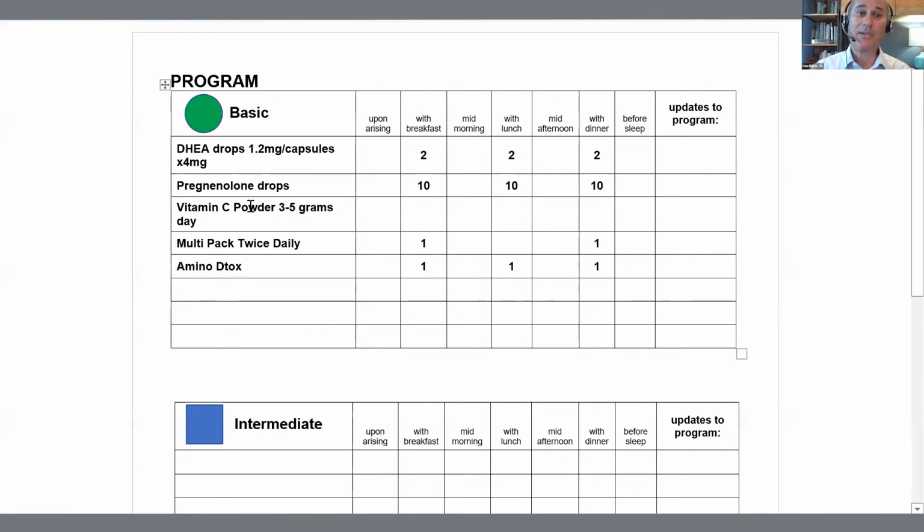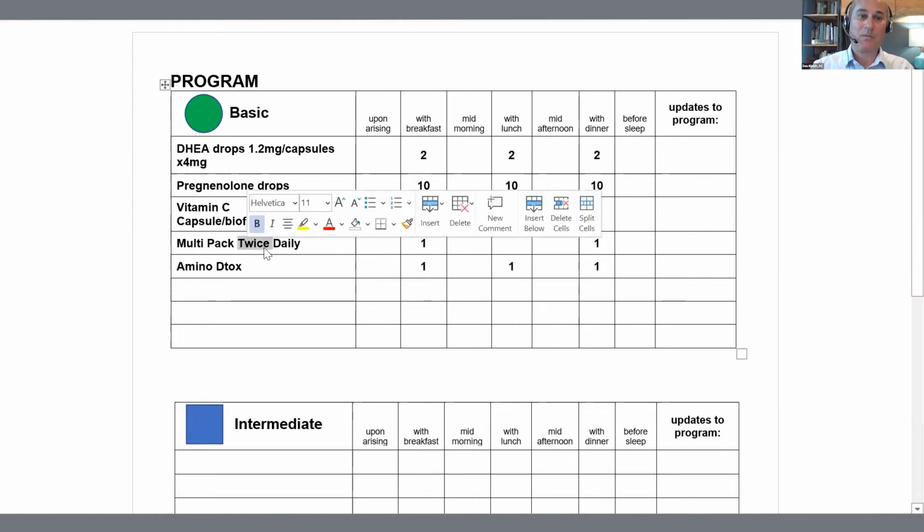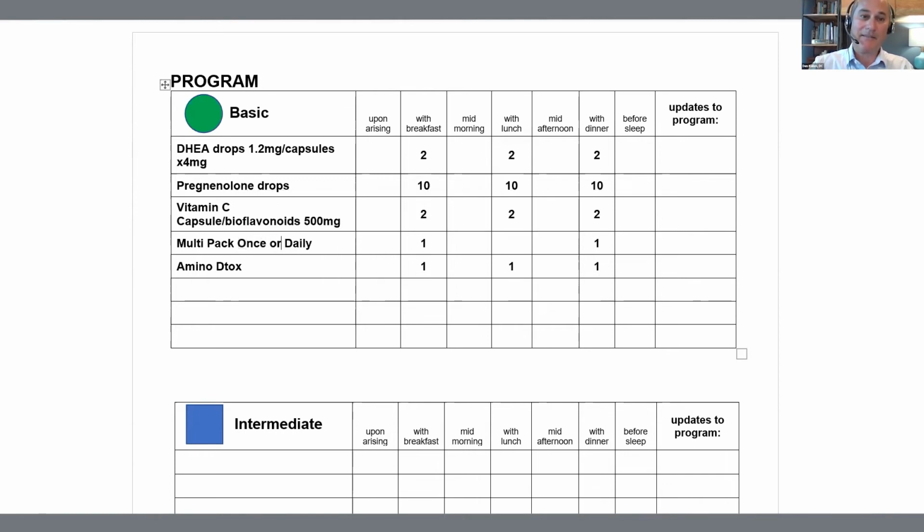We also want to include some kind of vitamin C, either in a powder form or in a capsule form. The key is to make sure that it includes bioflavonoids. And every company that we work with has vitamin C. Usually those are in a 500 milligram capsule, most typically. Very important for the adrenals to have enough C. Then some kind of a multi-pack, once or twice daily, depending, right?